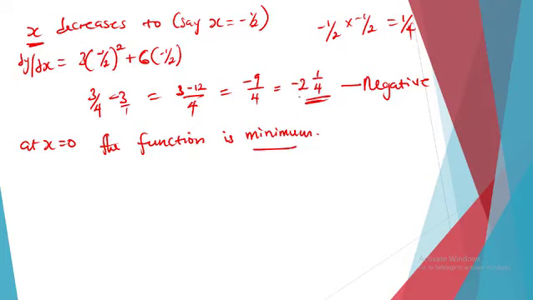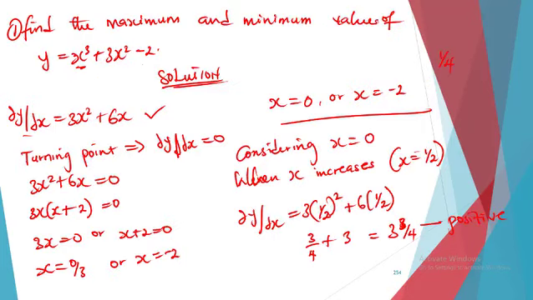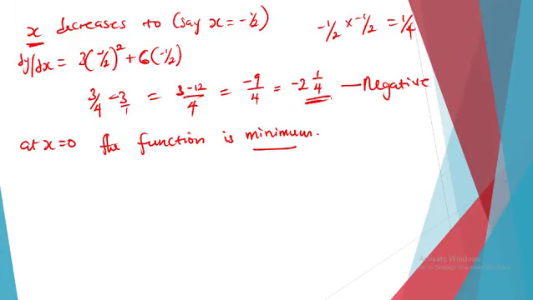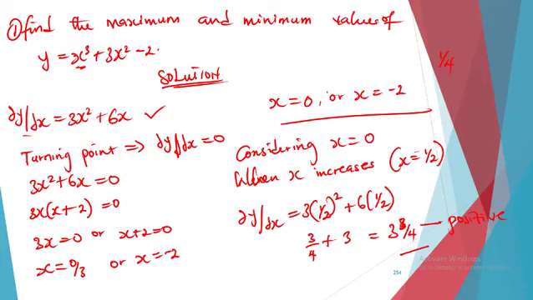But if the function is a positive number, then it is called what? Maximum value of x. At this point, x increased and gave us a positive number, and then decreased and gave us a negative number, so it is minimum. But if x decreases and gives us a positive number, then it is what? Maximum.